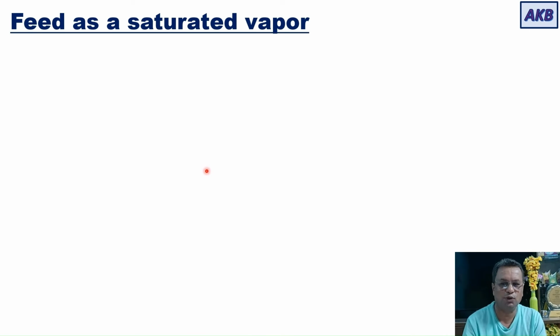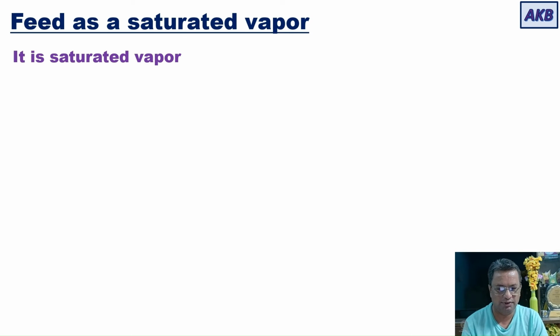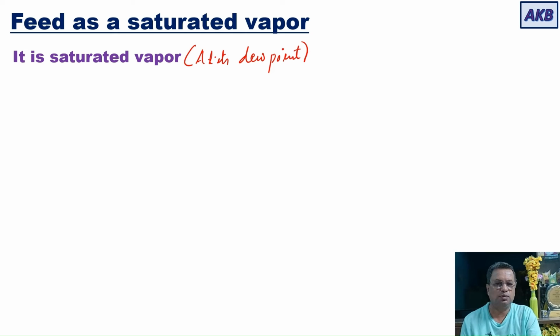Okay, now let us talk about the fourth type of feed, which is saturated vapor. This is nothing but saturated vapor, or you can also understand it as vapor at its dew point. So if somebody tells you that the feed to a column is vapor at its dew point, you should understand that this is saturated vapor. That means in this case, the entire feed will be vapor.